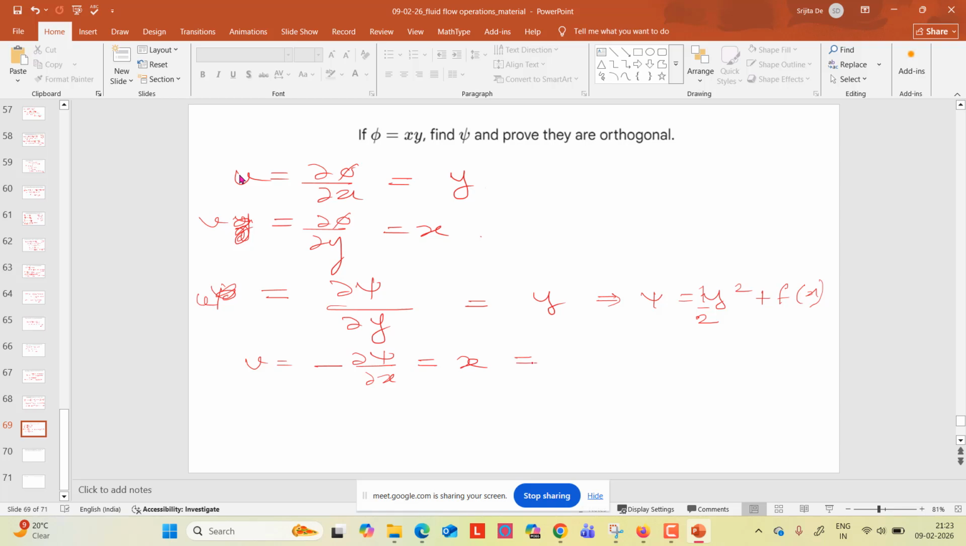Therefore psi equals minus half x square plus f of y. So now the psi function is half into y square minus x square plus c. Okay.